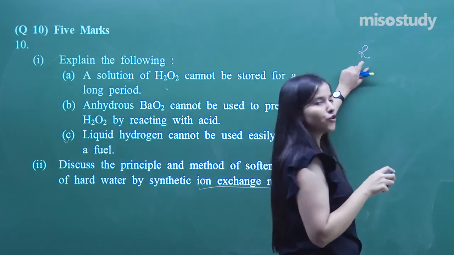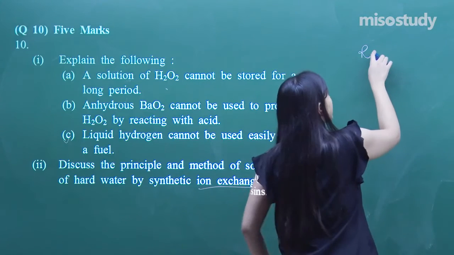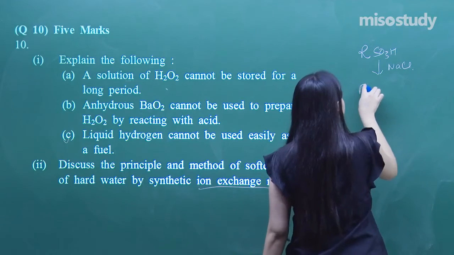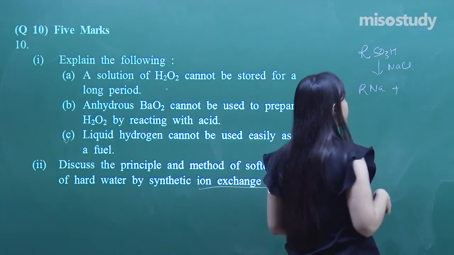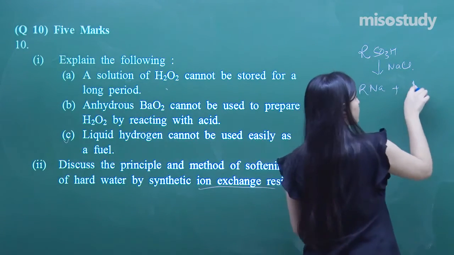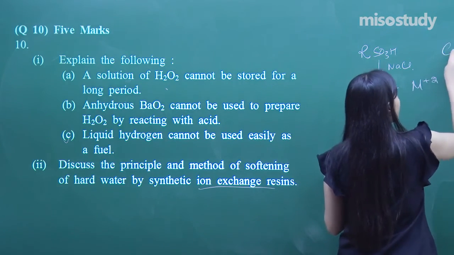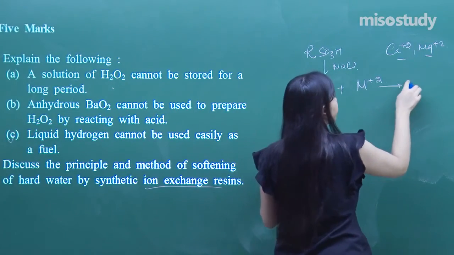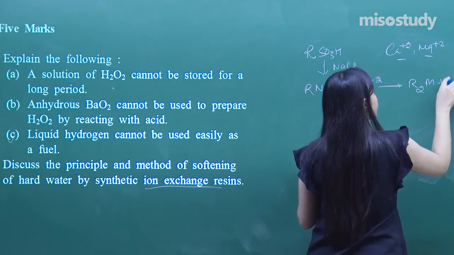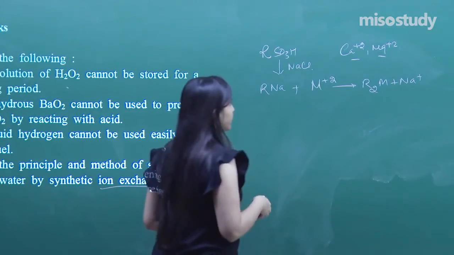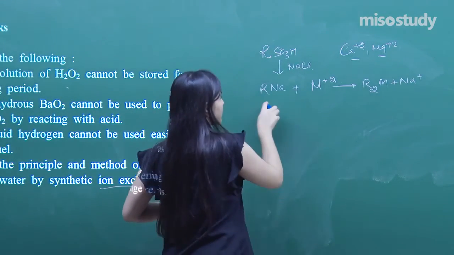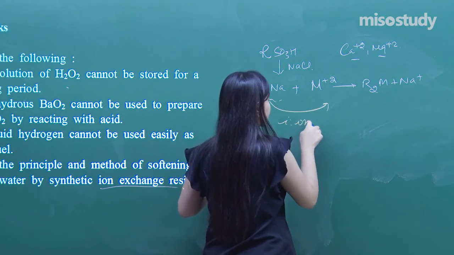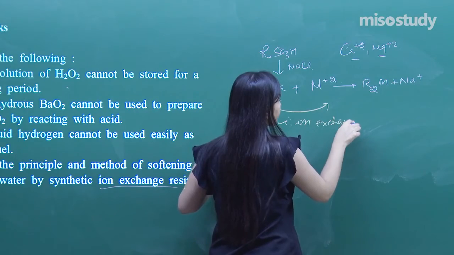Synthetic resins have long hydrocarbon chains, along with the SO3H group. First we convert it by reacting it with NaCl, giving RNa, right? See here how the exchange is taking place. I have my metal ion to be removed. It can be Ca2+ or Mg2+, right? And it gets removed something like this, plus Na+. Fine? And yes, that is the basic principle of ion exchange. You can very well see over here, it's ion exchange, right?